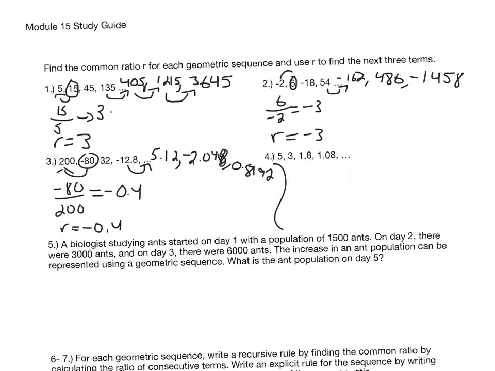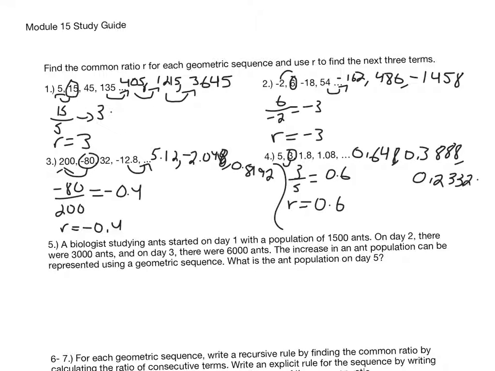And last, number 4. So we have 5, 3, 1.8. We take our term divided by the previous, which would just be 3/5, which as a decimal would be 0.6. Our common ratio would be 0.6. Our next 3 terms, if we're multiplying each time by 0.6, would be 1.08, 0.648, 0.3888, and 0.23328.